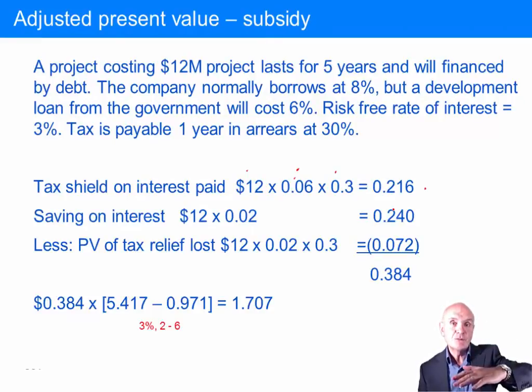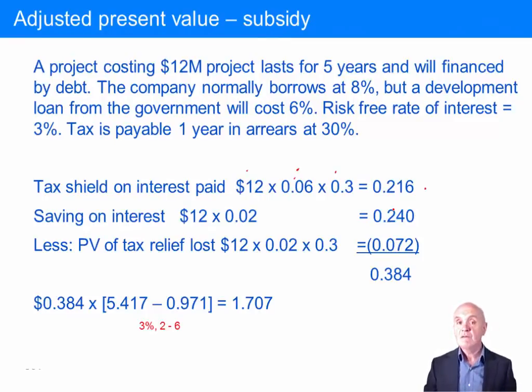Okay, so the government reducing our interest bill by 2% isn't quite as good as it seems. It reduces our interest bill by 2%, but we're actually losing out 30% on that because we're not getting the tax relief. So the final and tricky thing is, less the present value of the tax relief lost. Borrowing 12 million, we're getting off 2%, but we are not saving 30% on that. It's not as big a benefit as we thought. So here we have the annual saving through the subsidised loan, which is still getting tax relief. It's going to be 0.384 per annum.